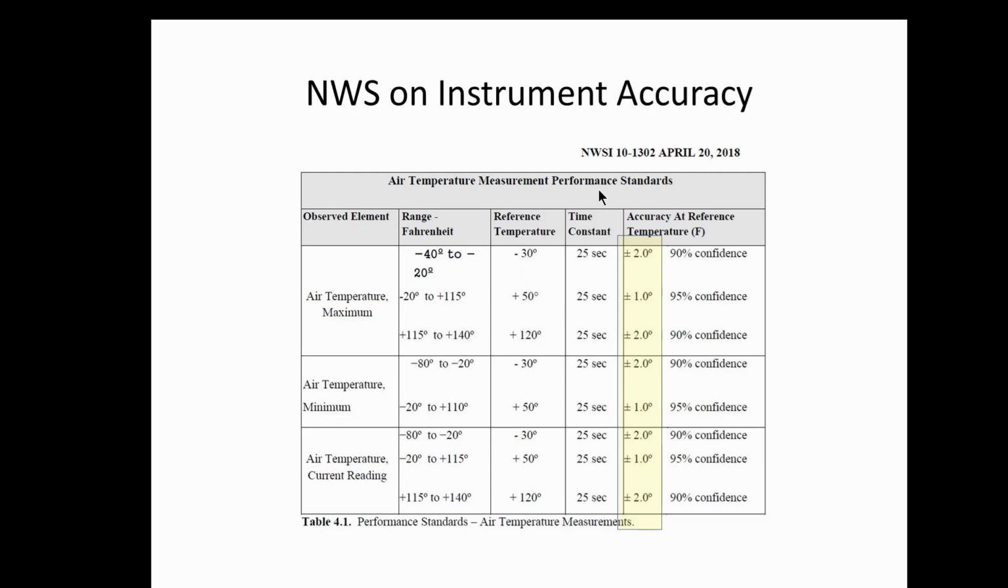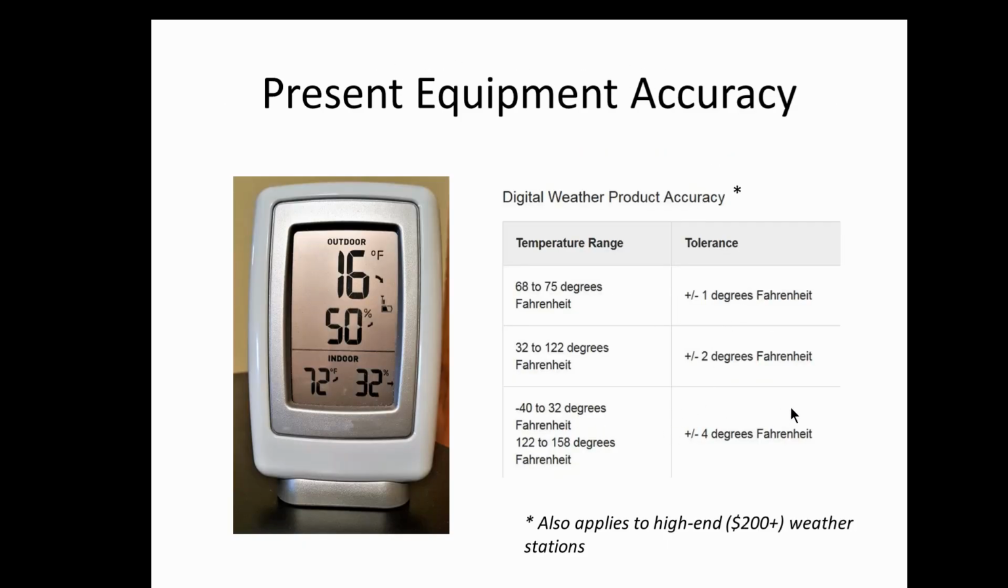Now, they have a few pages into this an accuracy chart, very similar to what we saw with the manufacturer's chart for my indoor-outdoor thermometer, and it's called Air Temperature Measurement Performance Standards. And again, it depends on the range that you're measuring. And they have maximum, minimum, and current reading. Reference temperature minus 30 has one accuracy requirement, plus 50, plus 120. And you can see all of the accuracy requirements are again between 1 or 2 degrees Fahrenheit. And you can see this is Fahrenheit, 1 or 2 degrees, so it matches up quite well with this, except for the broad range where it's plus or minus 4 for this particular device.